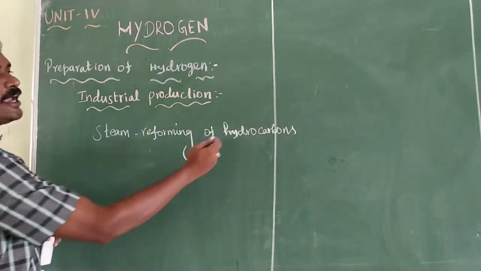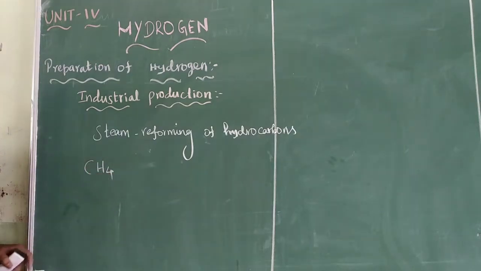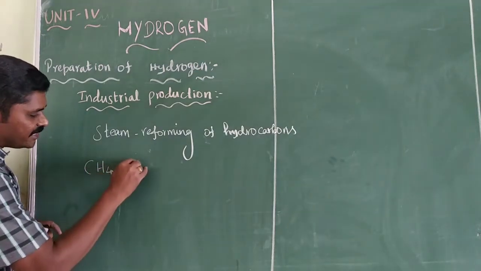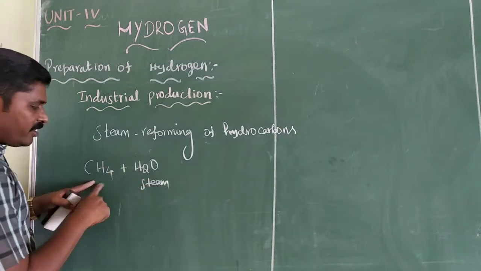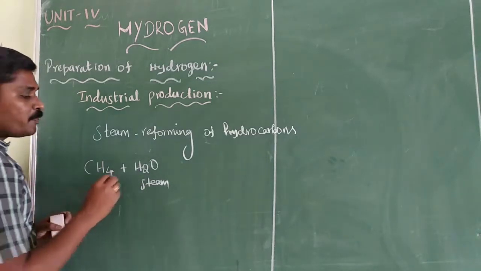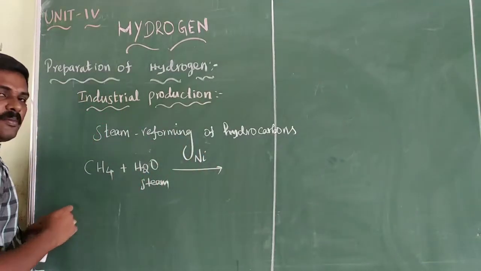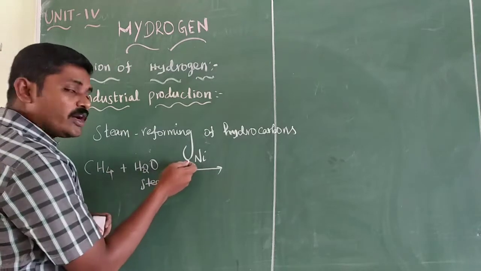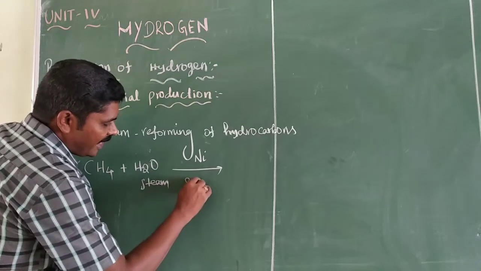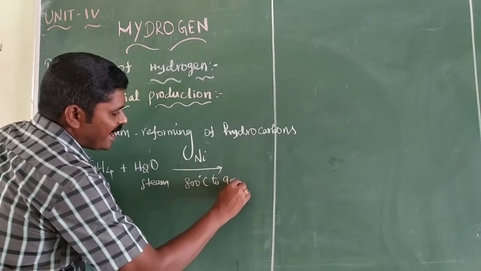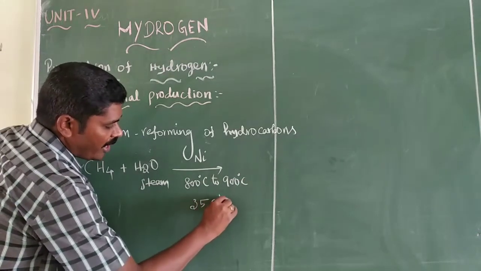Steam reforming of hydrocarbons. Okay, for example, the hydrocarbon methane. Methane mixed with steam and passed over nickel catalyst. The temperature range is 800 degrees Celsius to 900 degrees Celsius and 35 atmospheric pressure.